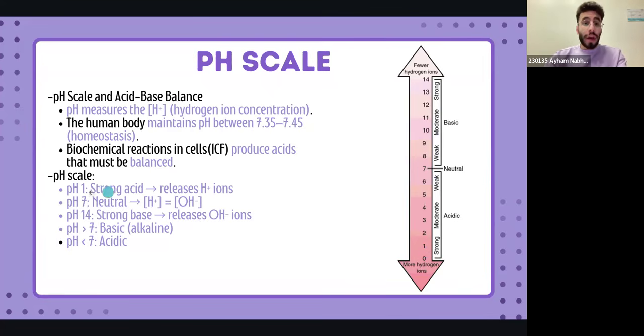As written over here, a pH of 1 indicates a very strong acid, which releases hydrogen ions. You need to know this point. A pH of 7, which is neutral, means the concentration of hydrogen and hydroxide ions is the same, or equal. A pH of 14, which is the most alkaline, is a very, very strong base that releases hydroxyl ions.